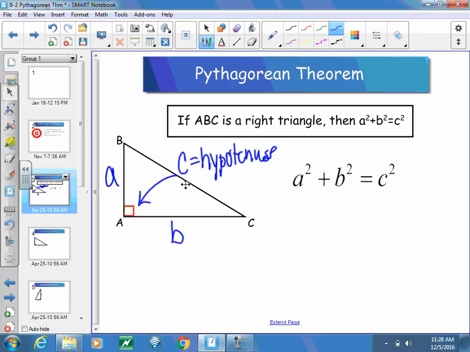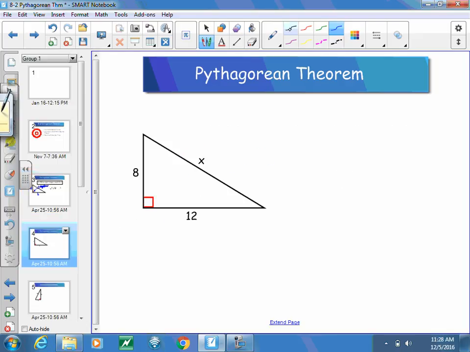So what we're going to do with our formula now is find missing sides, whether it's the legs or the hypotenuse. And you're going to find that I'm going to be keeping our answers as exact answers. So we're going to leave them in that square root form. That's why we did the whole radical review yesterday.